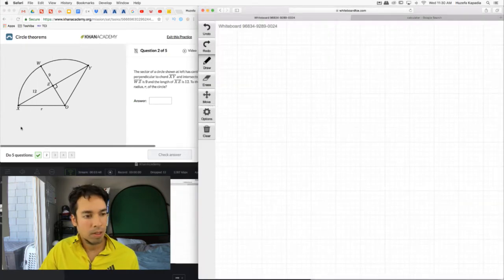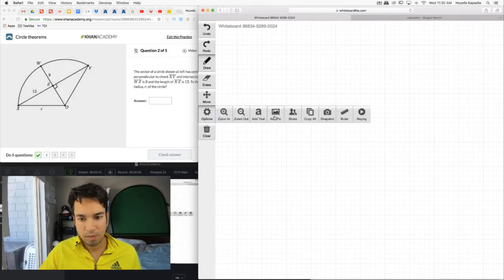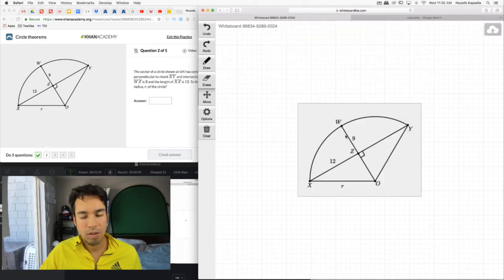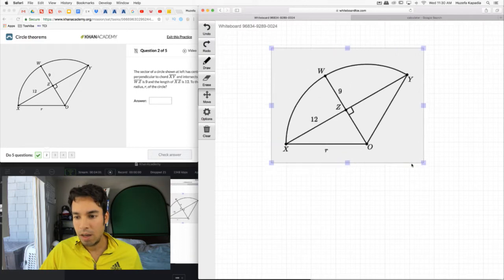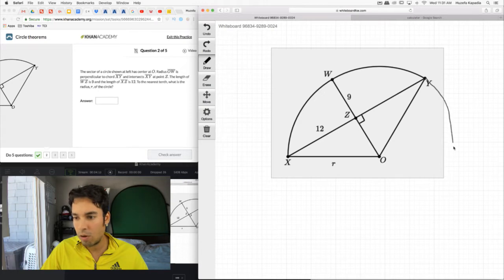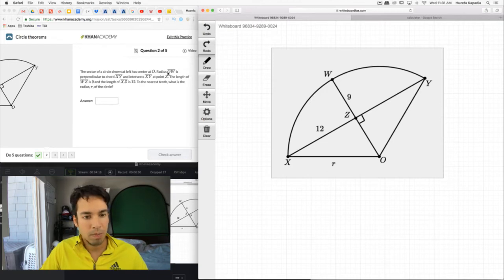I'm going to do the same thing. I'm going to copy and paste this. Okay. The sector of a circle shown at left has center O. Here's O. Radius OW. This is OW, so this comes out. So our circle, if we were to draw it, would be something like this. Okay, it's a terrible drawing, but you get my point. It's a big circle, part of a big circle.